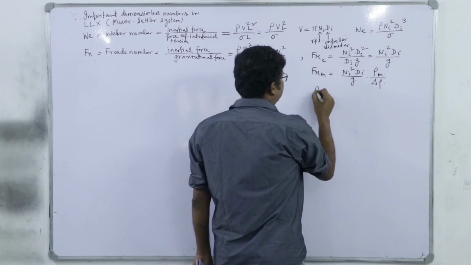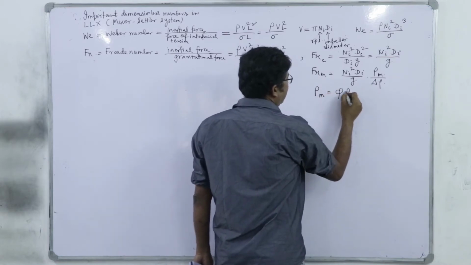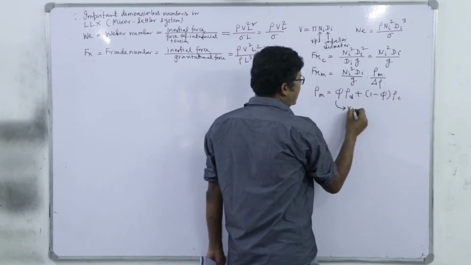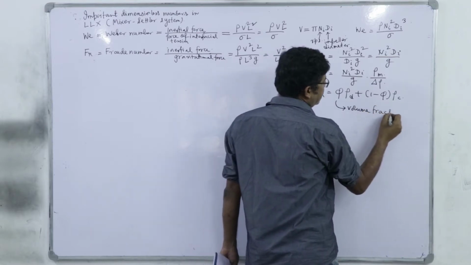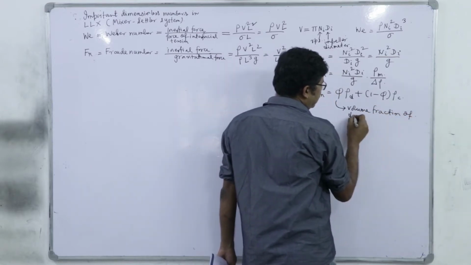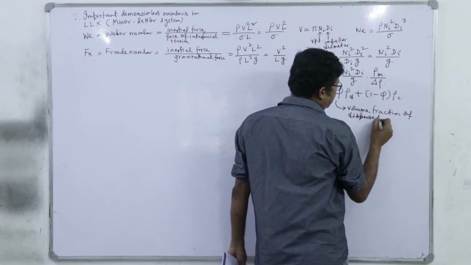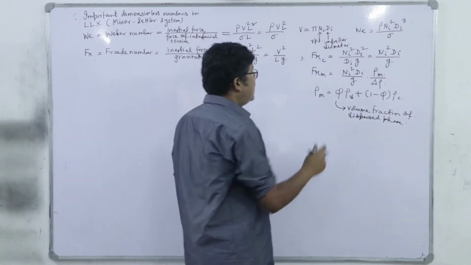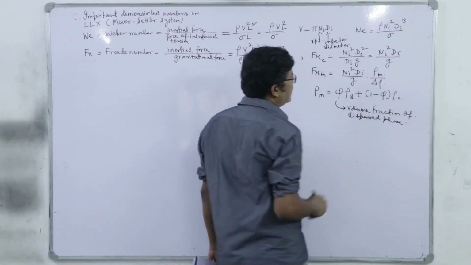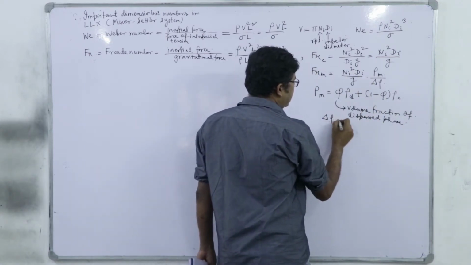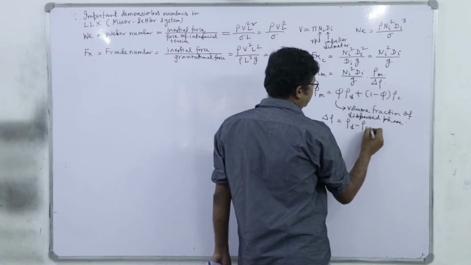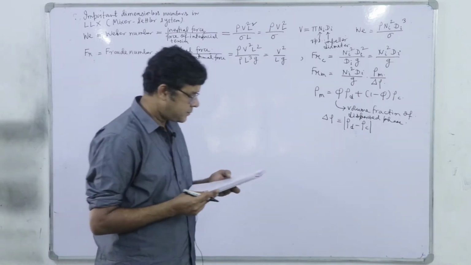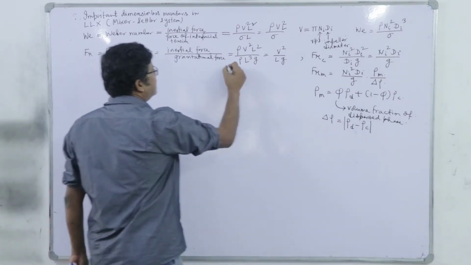Now, what is the rho of mixture? The rho of mixture is equal to phi into rho d plus 1 minus phi into rho c, where phi is the volume fraction of dispersed phase, rho d is the density of dispersed phase, and rho c is the density of continuous phase. And definitely delta rho is equal to mod of rho d minus rho c, the difference. So, this is about the Froude number.